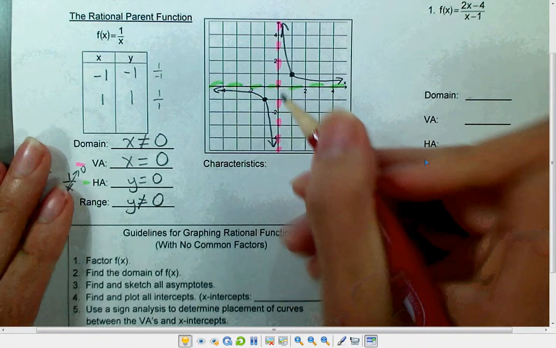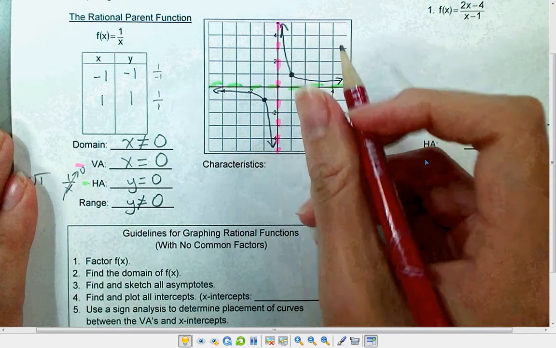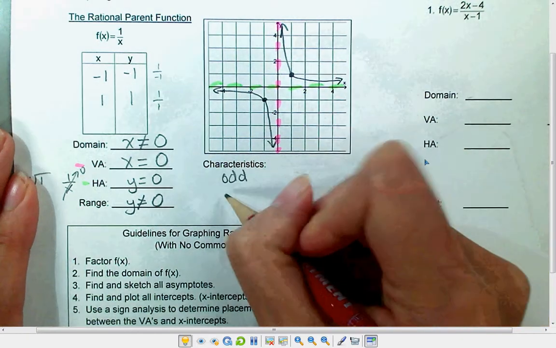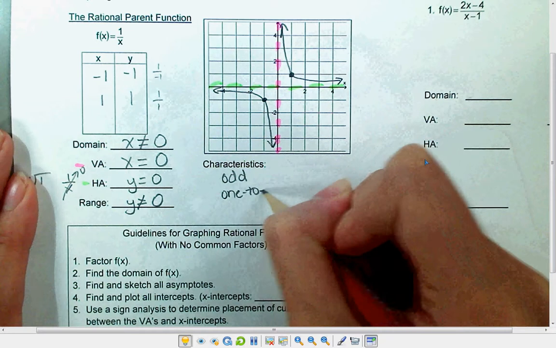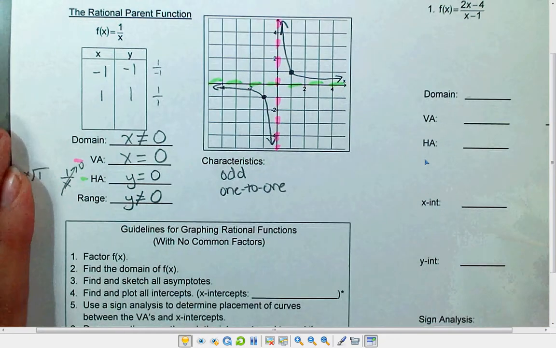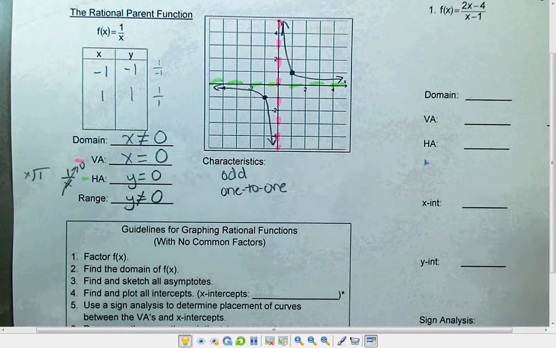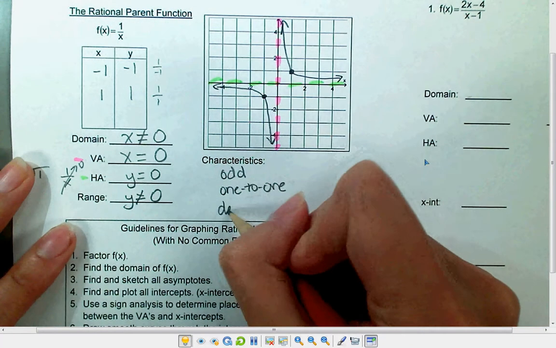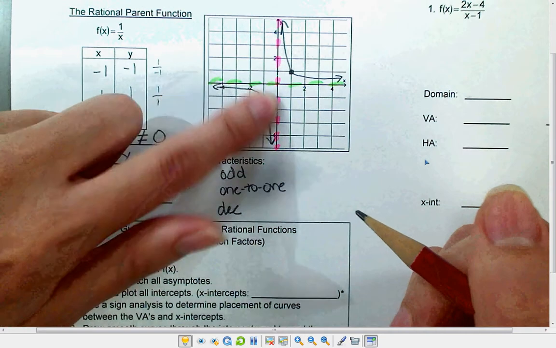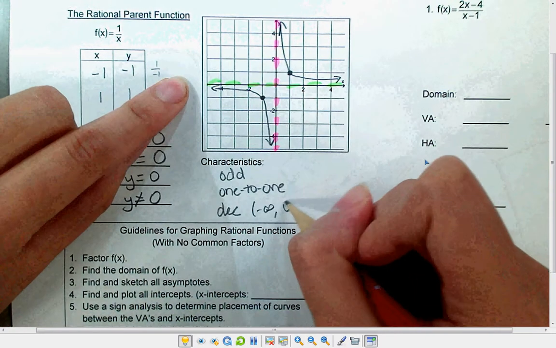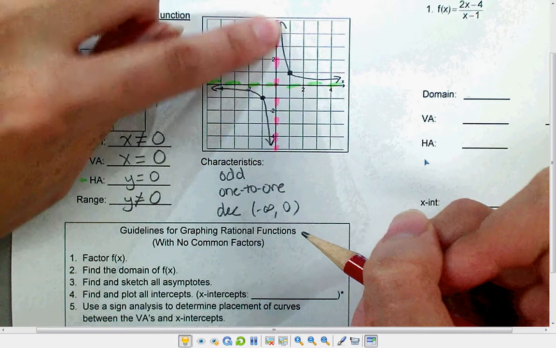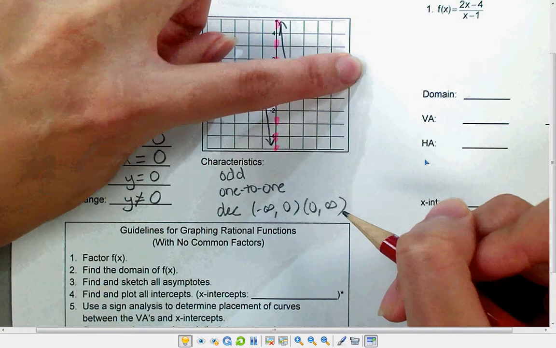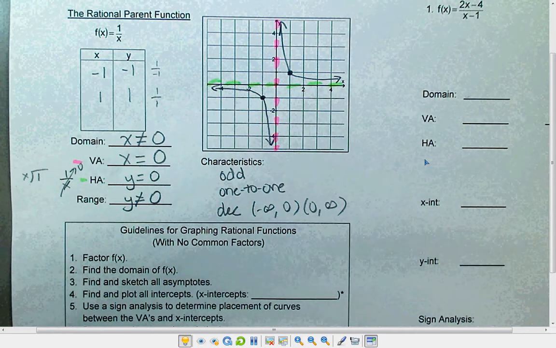Some characteristics: there's symmetry across the origin, so therefore it's odd. It's also 1-to-1 because it passes the vertical and horizontal line test. There are no intercepts because it doesn't cross the x or the y axis, but it is decreasing from, and we always go left to right, -infinity to 0. This section is actually also decreasing, 0 to infinity, because if you go left to right, this one's also going down. So nowhere is it increasing.